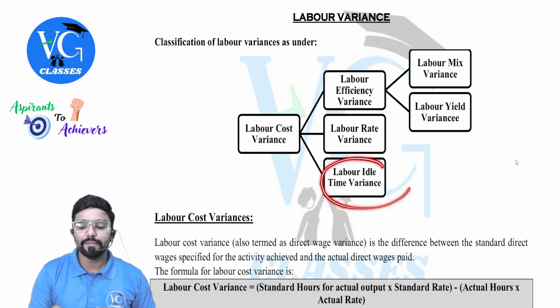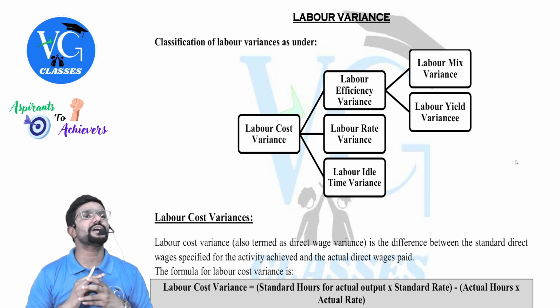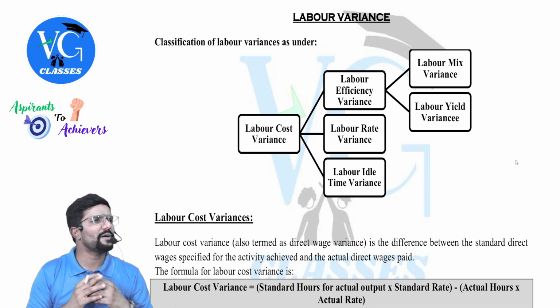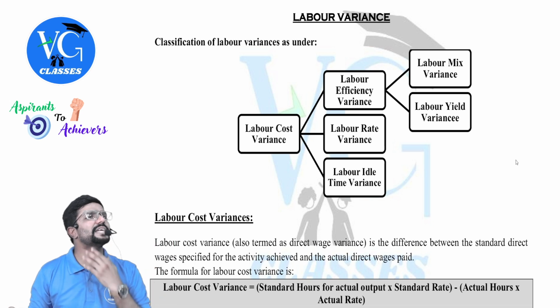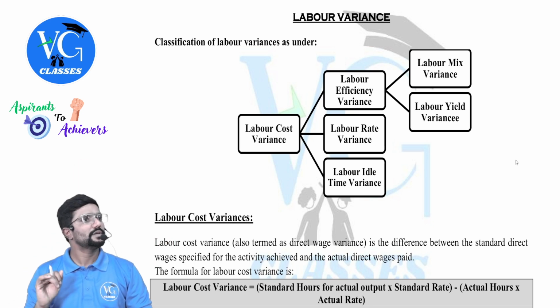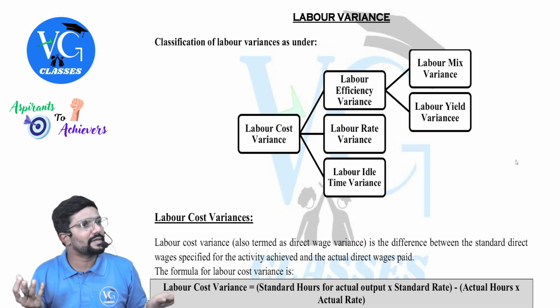Then labor idle time variance. If there is any idle time, then one extra variance we will calculate, which is called labor idle time variance. What is the formula? Simple. Idle time into standard rate. And it will always be adverse. Positive or negative will not matter; you will always get the same adverse result.